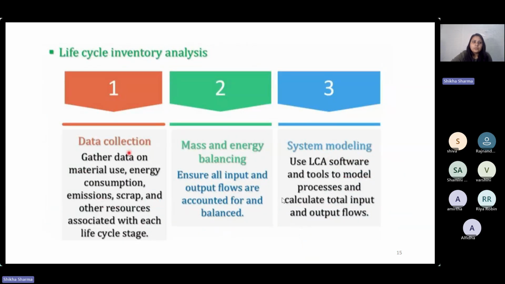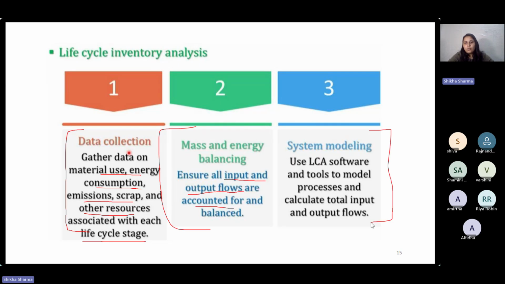Next is the life cycle inventory analysis. First the data will be collected about material use and energy consumption, what the emissions are, how much waste is produced, and other resources associated with the different life cycle stages. Then mass and energy balance will be seen. We will see all the input and output flows, and whether they are balanced or not. Then the system modeling will be done using LCA software and tools to model the process and calculate the total input and output flows.